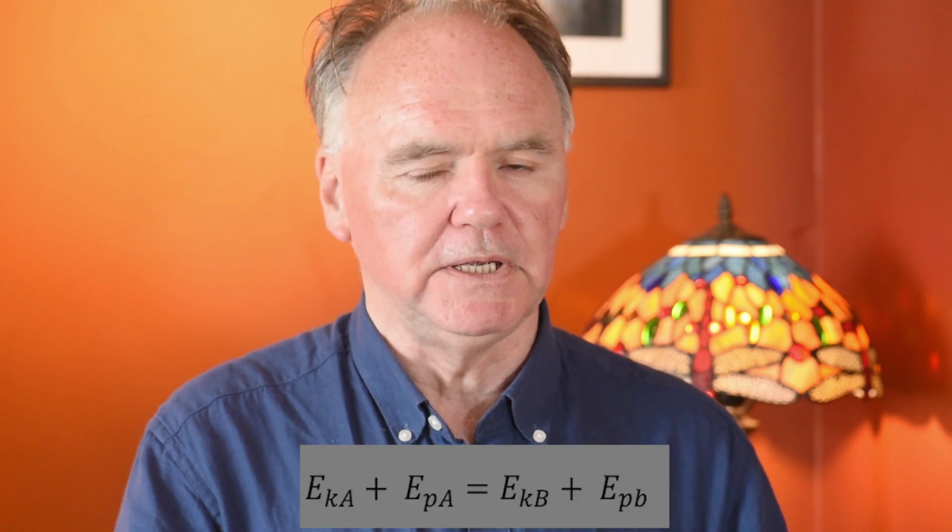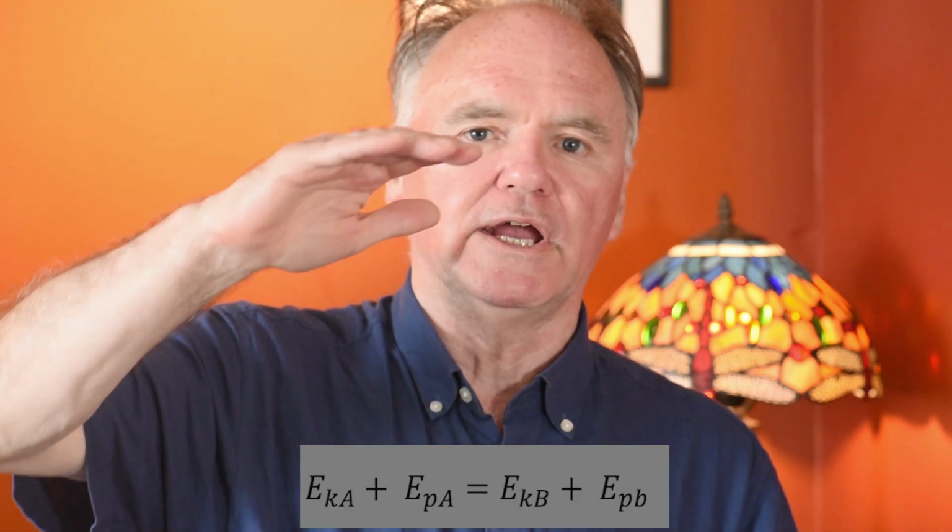So in our question, the kinetic energy at point A plus the potential energy at point A must be equal to the kinetic energy and the potential energy at point B. Notice it's falling to a height of 60 centimeters. Put our values in, simplify it, and we get our answer for velocity at point B.